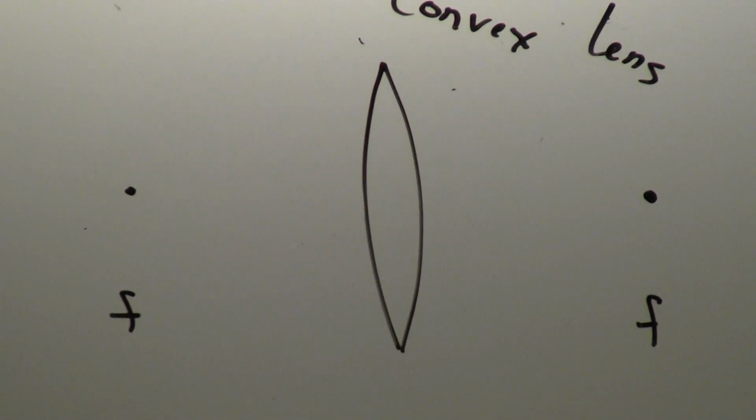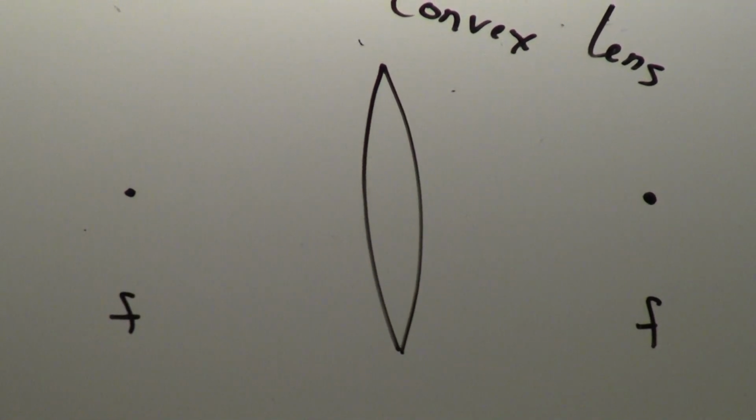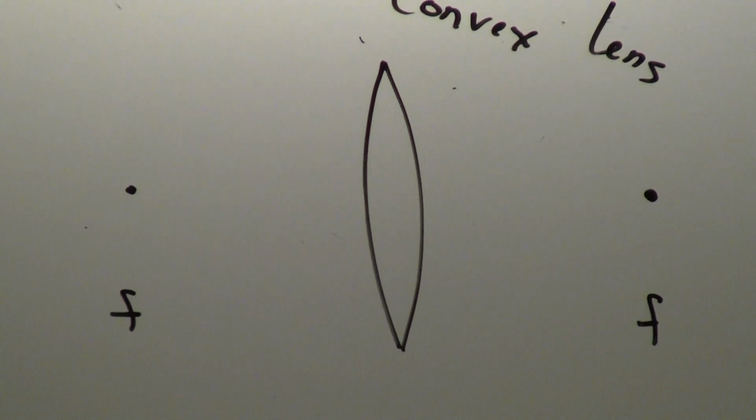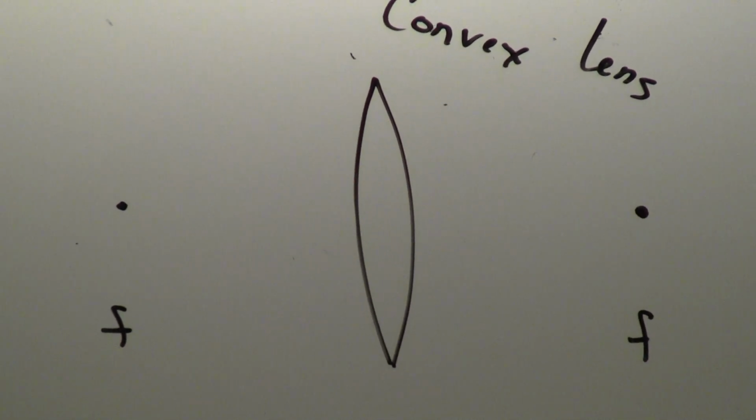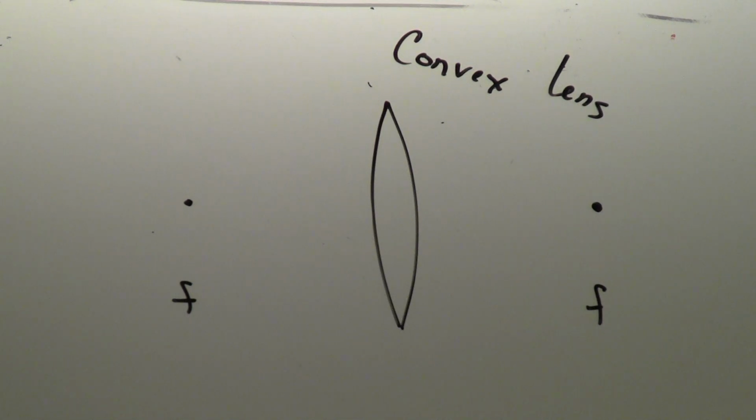If the light started on this side, it would go to this focal point. And so the lens has two focal points, not just one. However, let me draw a mirror again. Maybe I'll draw the fun mirror with it. Here's the concave mirror.